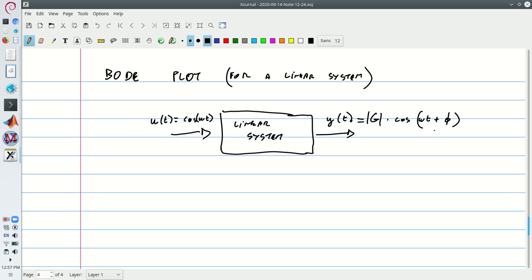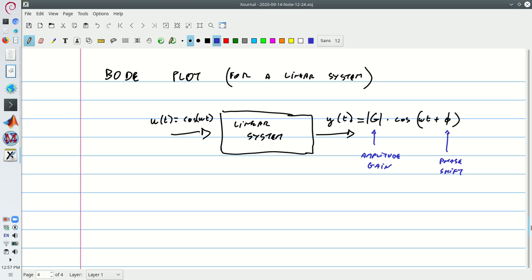g times cosine of omega t plus a certain phase shift. So this is called amplitude gain. It's actually a gain if this g is larger than 1, your amplitude gets bigger. Otherwise it's called an attenuation, but the general name is gain, amplitude gain in general. And instead this quantity here is called phase shift.